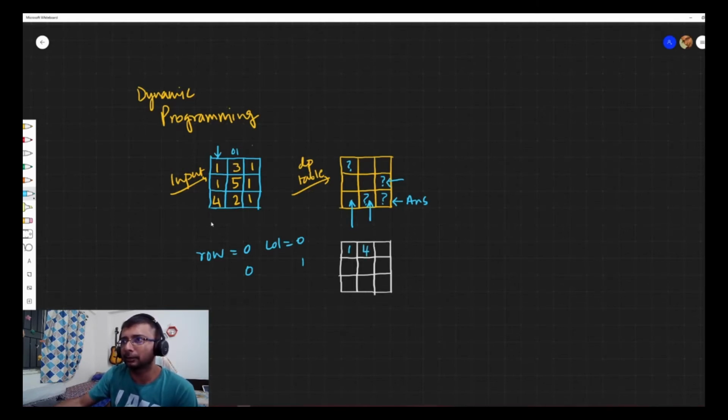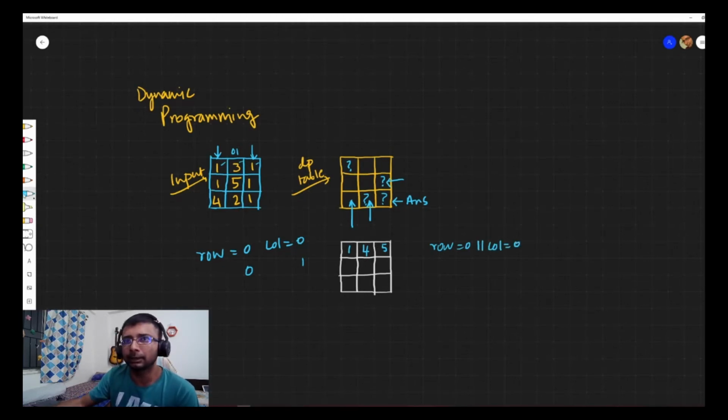Similarly, to reach this cell, it would be the cost of all these three cells, this, and this, right? So it would be 5. So basically, we are filling up our base cases over here. So when my row equals 0 or column equals 0, that's when we are filling up our base cases.